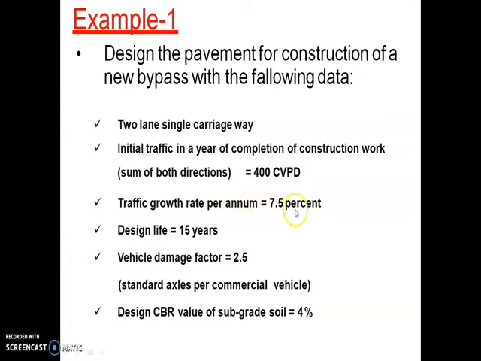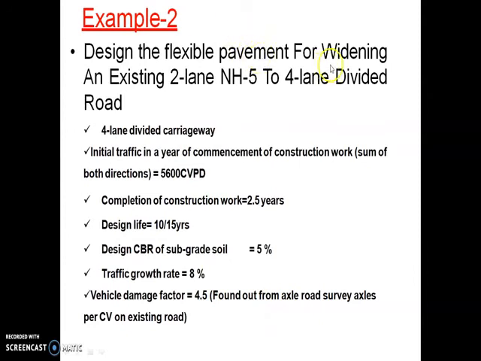And the radius of relative stiffness L equal to (E h cubed by 12 K (1 minus mu square)) all power 1 by 4, where L equal to radius of relative stiffness, capital E equal to modulus of elasticity of cement concrete kg per centimeter square, mu equal to Poisson ratio for concrete 0.15, h equal to slab thickness in centimeters, k equal to modulus of subgrade reaction kg per centimeter cube.